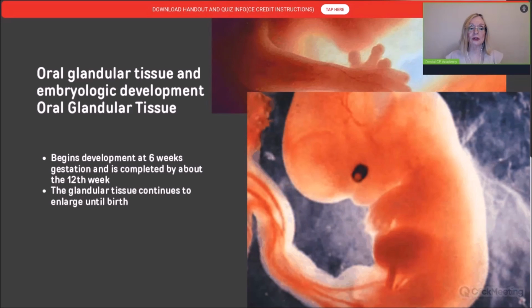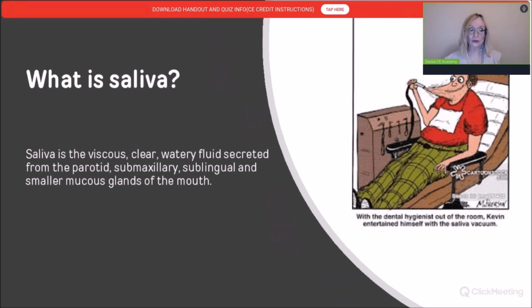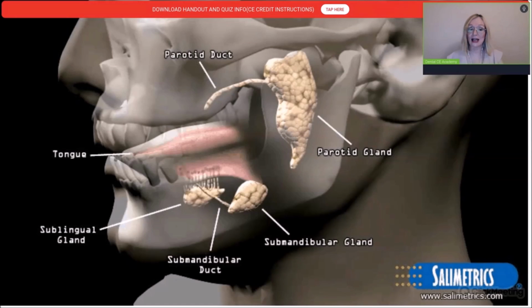All right, so we're going to talk about anatomy and physiology here. What do we need to know? Well, oral glandular tissue begins about 6 weeks, and it will be completed around the 12th week, and then those glands will just continue to enlarge until birth. Saliva is defined as the viscous, clear, watery fluid secreted from the parotid, submaxillary, sublingual, and small mucous glands of the mouth. I call it a substance that you take for granted until you do not have enough, and it's one of the most miserable conditions you could ever hope not to live through. So when your patient is experiencing this, it's a good idea to be in their shoes and help them feel better.